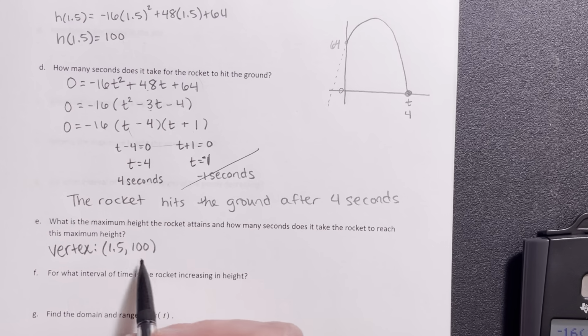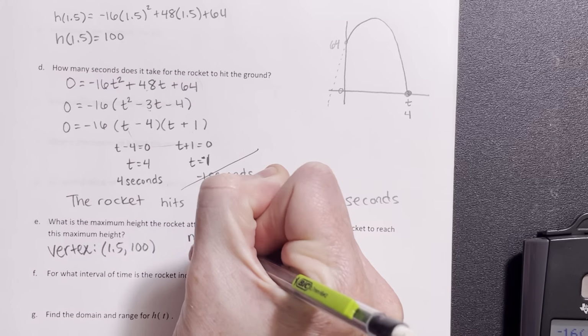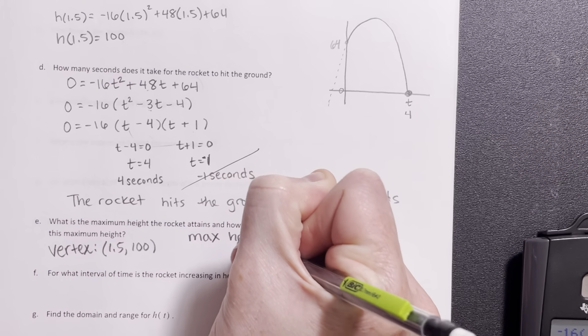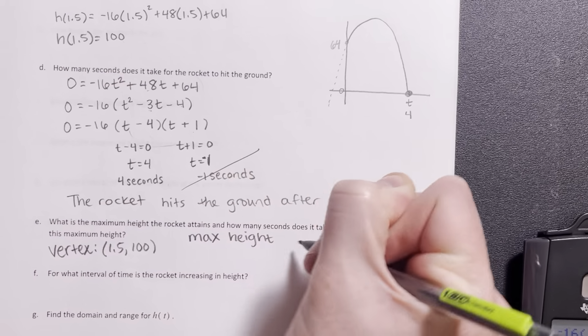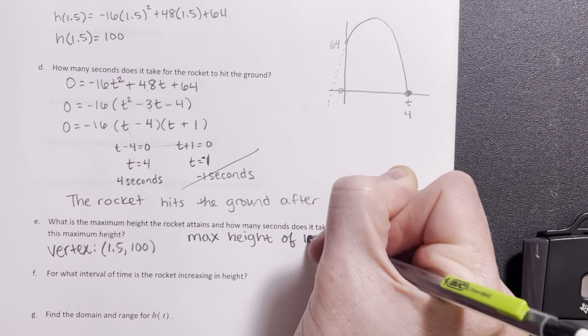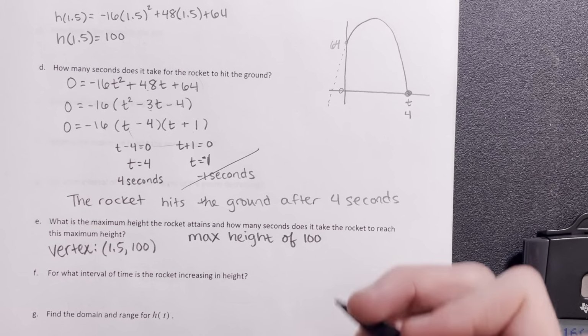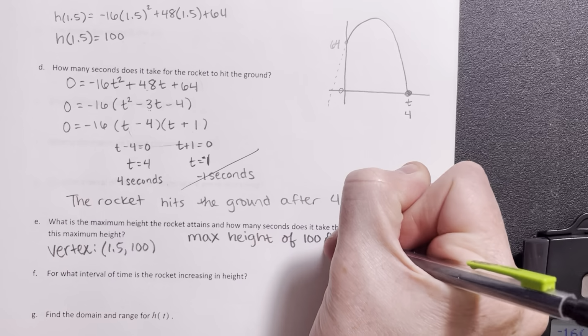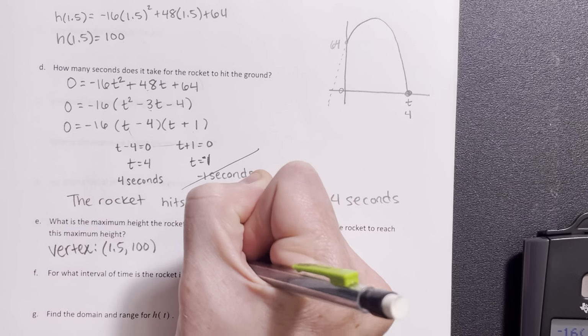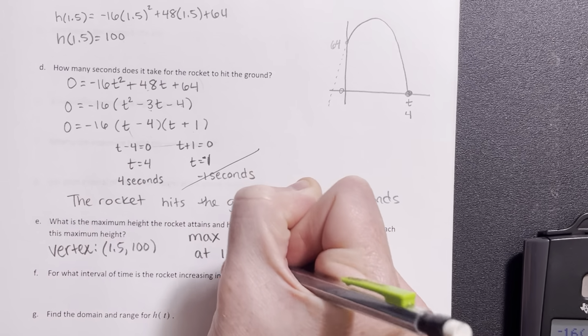Both of those values mean something different in context. So the maximum height is our output, it's our y value. It reaches a maximum height of 100. The height is measured in feet, so that's 100 feet at 1.5 seconds.